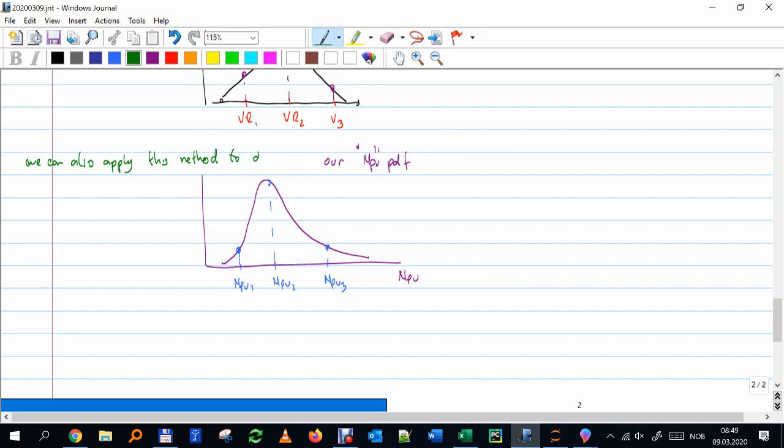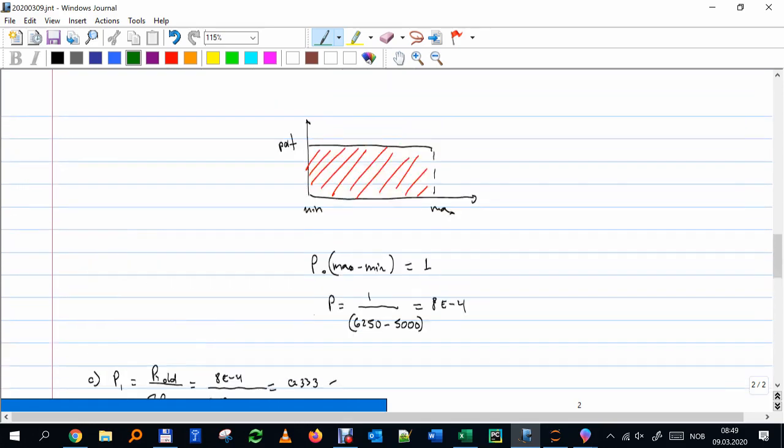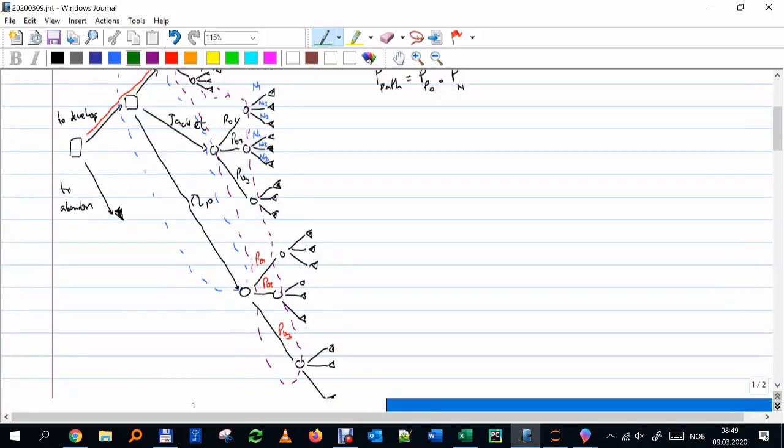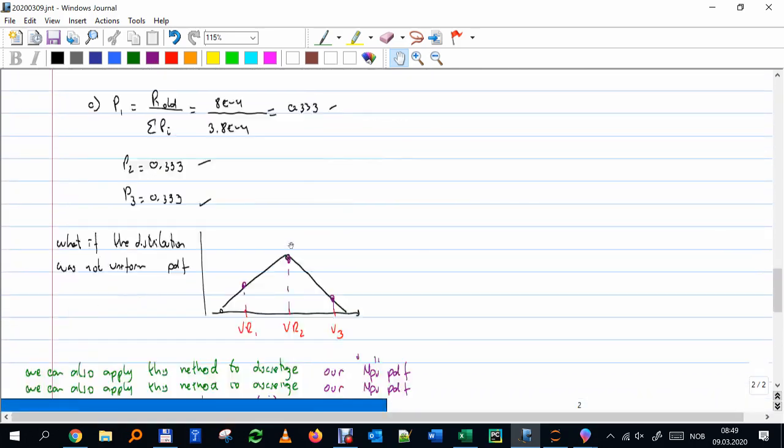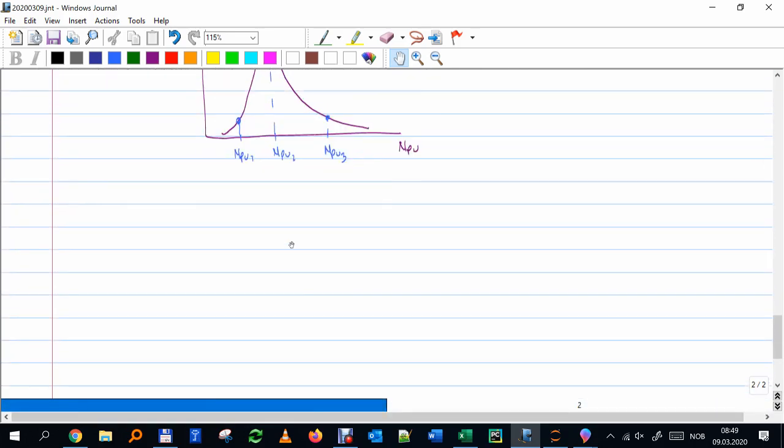To discretize our NPV PDF, okay? And that's how, if you go back to our original example, you get these 3 values and the probability. Okay, what is the next step? So how do I solve these 3? How to solve the 3.